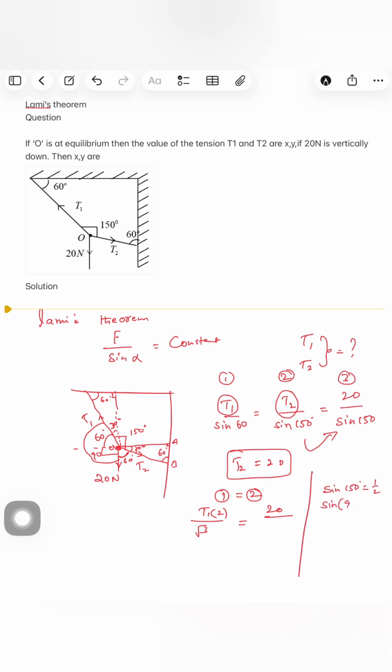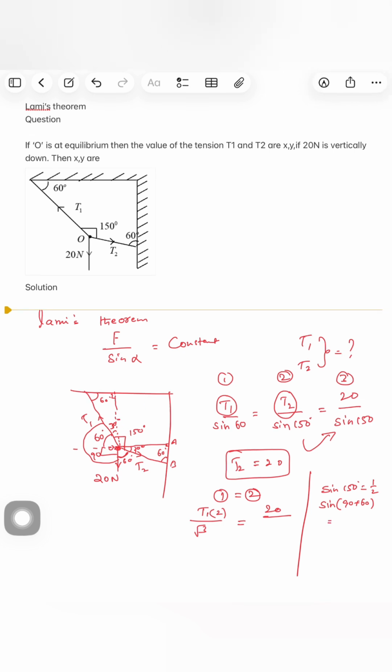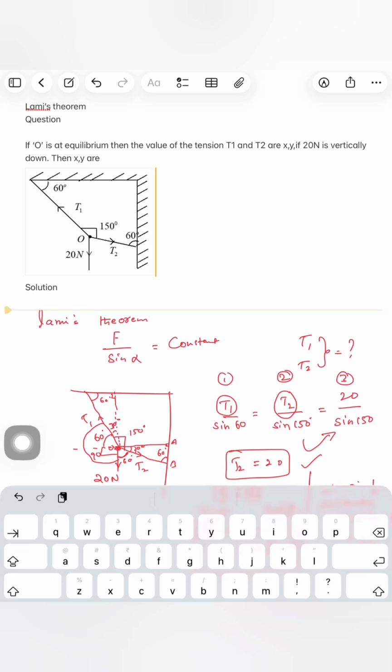We know sine of 90 plus 60 comes under the second quadrant, where sine is positive. For 90 plus 60, the function changes from sine to cos. Cos 60, we know that cos 60 is equal to 1 by 2. So finally we got sine 150 is equal to 1 by 2. So 1 by 2 means 2 goes to the numerator, so 2 and 2 get cancelled. Then finally what is our T1? T1 is equal to 20 root 3. So finally we have shown T1 and T2. T1 is 20 root 3 and T2 is 20. Thank you.